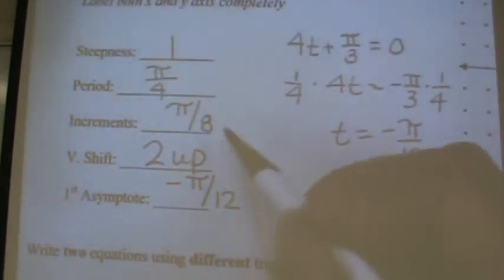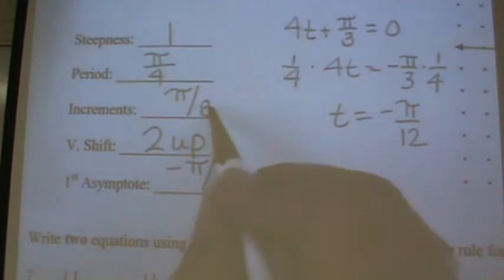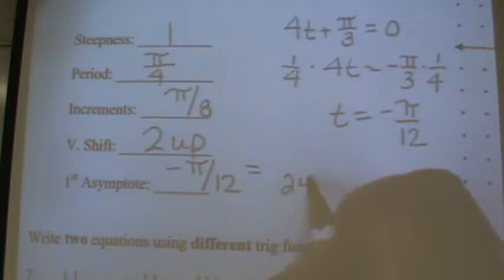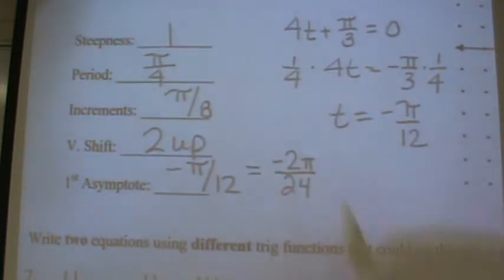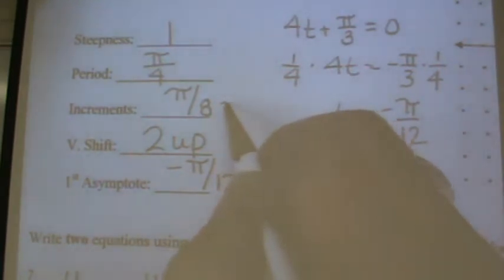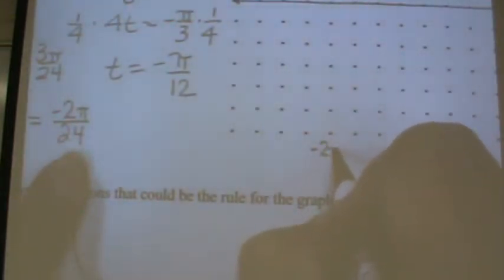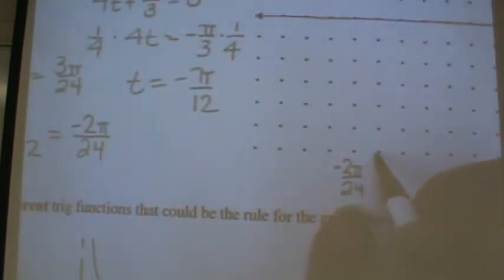So now again, we have a problem. We're starting here, but we're counting by pi over 8. That's going to give you a little bit of a problem. So you're going to want to get these in the same denominator. Make that negative 2 pi over 24 and make this 3 pi over 24. So you're starting at negative 2 pi over 24 and you're counting by 3 pi over 24. So if you add 3 pi to this, you get pi over 24. Add 3 pi, add 3 pi, add 3 pi.